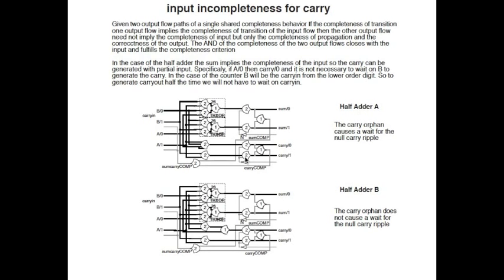So when the carry plays ahead without waiting for B, it does not imply the completeness of input and therefore does not fulfill the completeness criterion. However, the sum does require both A and B, and when the sum is complete, it does require the completeness of input. And the completeness of sum and carry, together imply the completeness of resolution. So the 2 of these together imply the completeness of input and the completeness of resolution, fulfilling the completeness criterion.